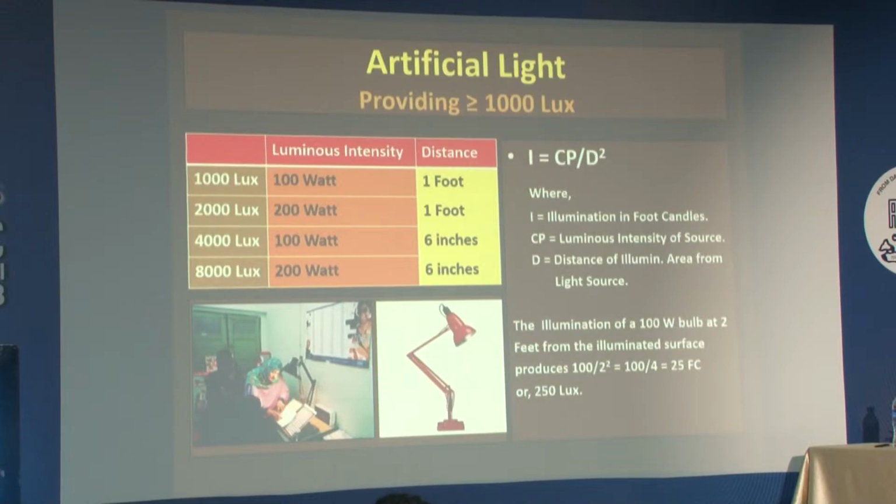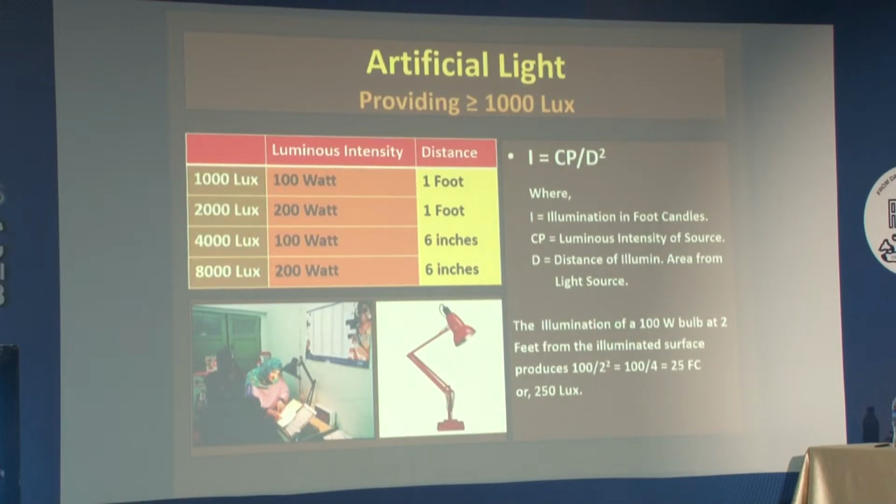So the simple thing is to remember the formula over there. I is equal to Cp divided by D square. Here, I stands for illumination in foot candles, Cp is the luminous intensity of the source, and D is the distance of illumination from the light source. That is where an adjustable lamp comes into play. So now you use this formula and you play around with the wattage of the bulb and the distance of the bulb from the object of regard.